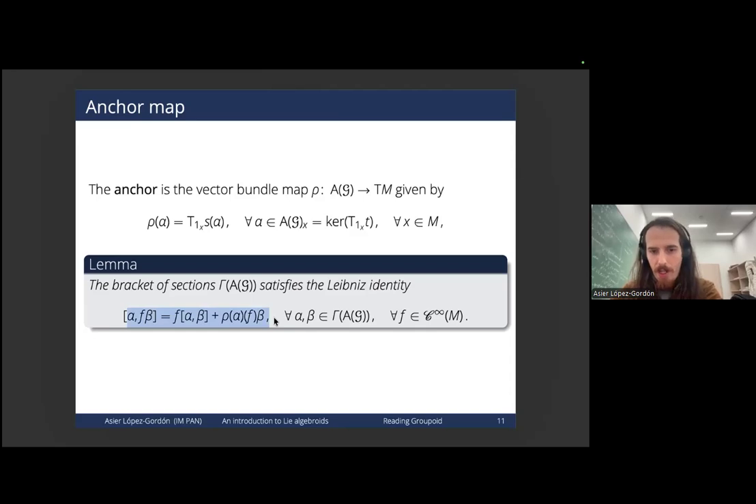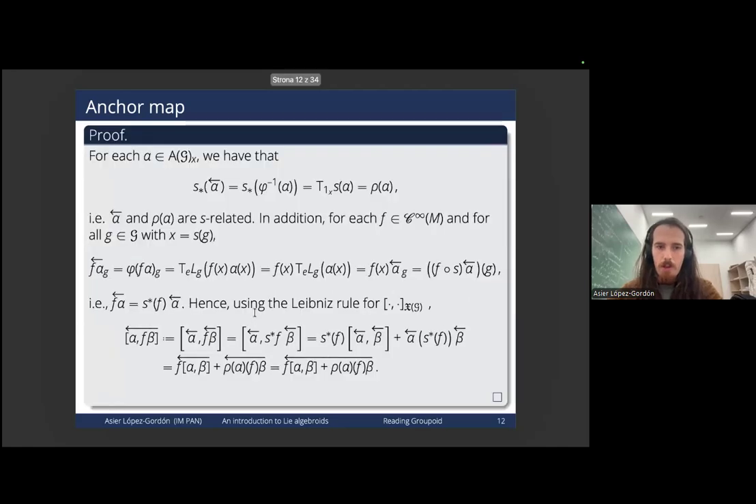This formula will appear all along the talk. So the Leibniz identity is similar to the usual Leibniz identity for Lie brackets, but taking into account that now we also have to apply the anchor map. So how do we verify this?